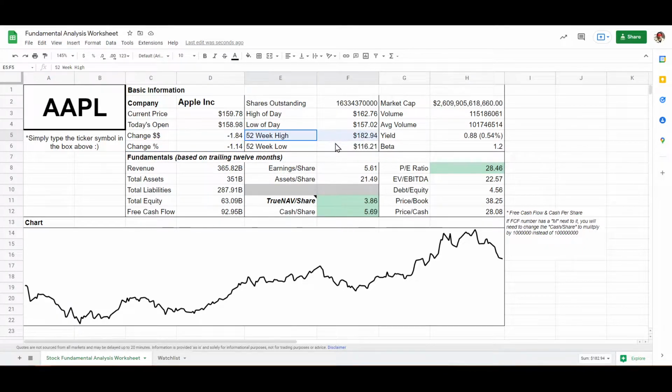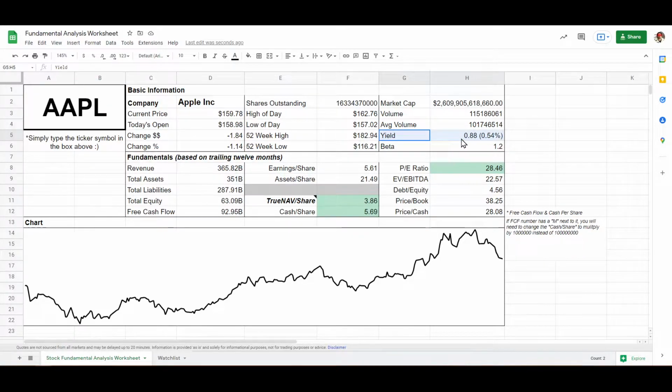You also have the 52-week high and low. Also a section on the volume. So on this particular day, it is after the trading day is over, and you could see that the volume for today was actually higher than the average volume per day for Apple on this day.